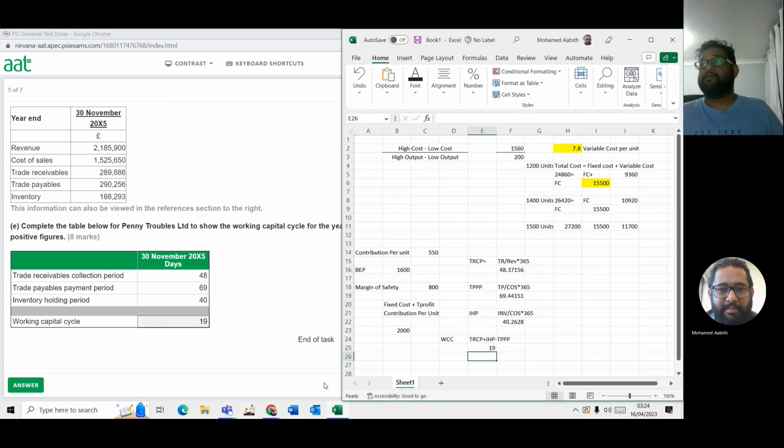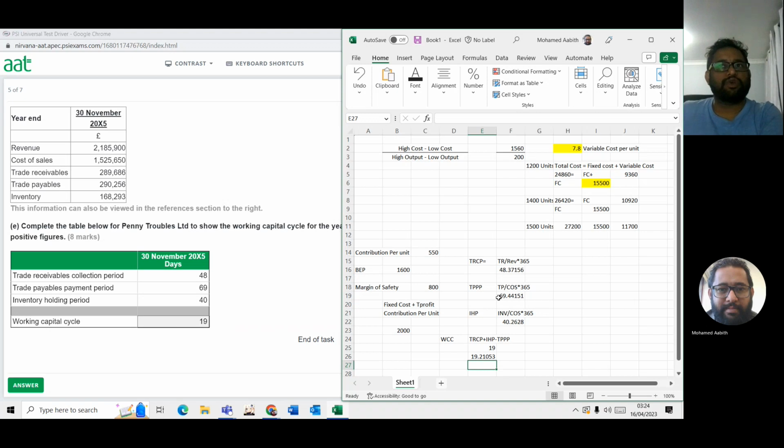Because in a year, if you want to calculate how many cycles you may have, it is equal to 365 divided by that figure, so about 19 cycles you can have in a year. More cycles on your working capital means you have a better cash flow.